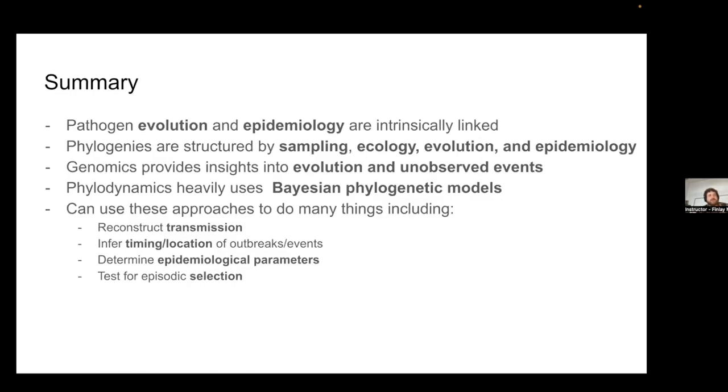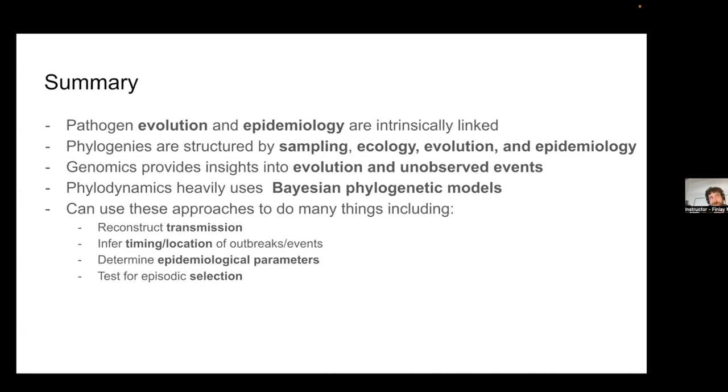So in today's lecture, we talked about the ways in which pathogen evolution and epidemiology are intrinsically linked. Phylogenies are structured by sampling, ecology, evolution, and the epidemiology of the underlying process. So a phylogeny gives us a blurry view into the underlying epidemiological process that determines the transmission network. It also gives us a way to access insights into evolution and unobserved events. We can use similarities and differences between genomes to infer things we can't easily directly observe. Phylodynamics in general tends to be heavily based on Bayesian phylogenetic models.